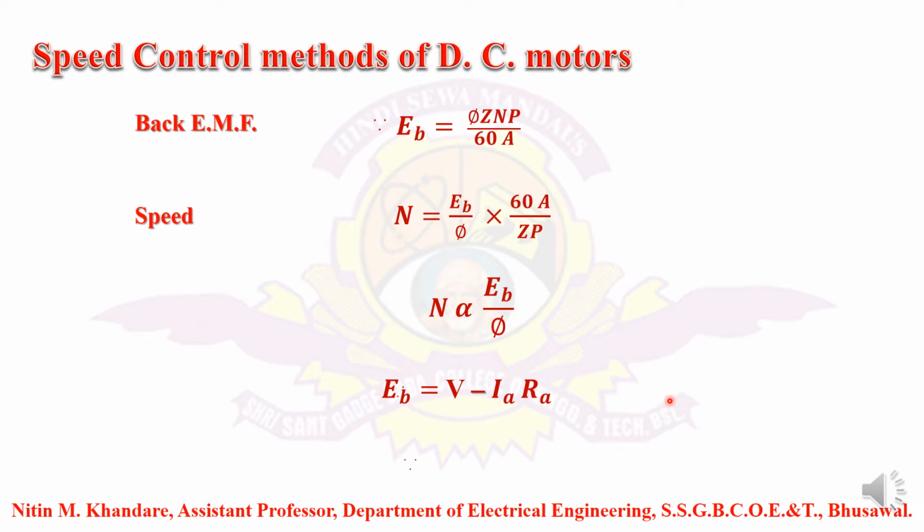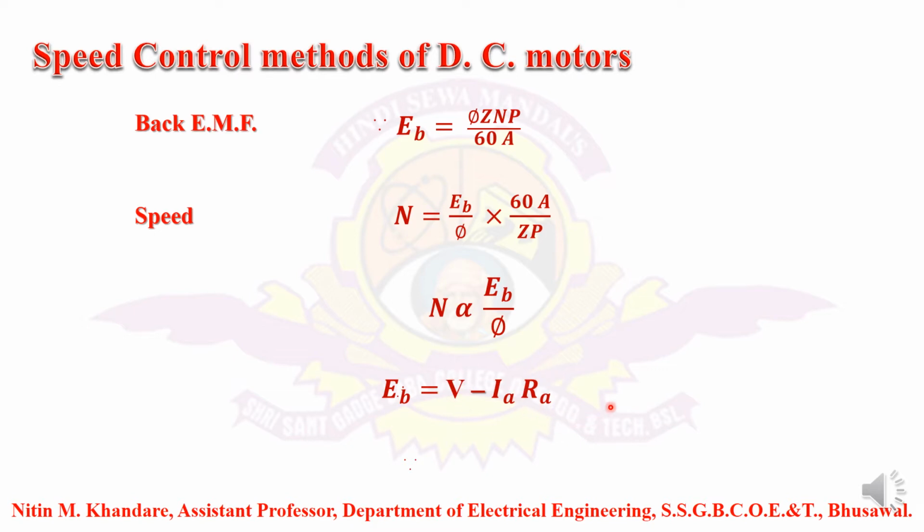As the terminal voltage is constant, the back EMF depends upon two quantities, that is the armature current and the armature resistance. But it is important that whenever we control the speed of the DC motor, it is always controlled at a constant load, and the armature current always depends on the load. If load is constant, the armature current remains constant. That's why we have only the option that either we change the voltage or we change the resistance of the armature circuit.